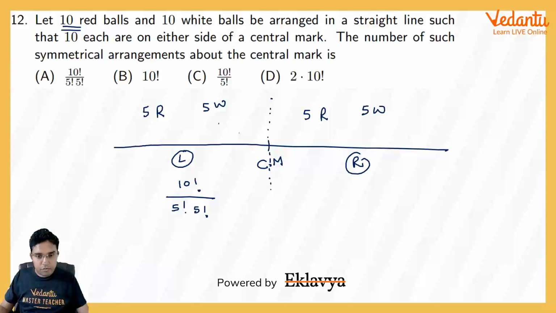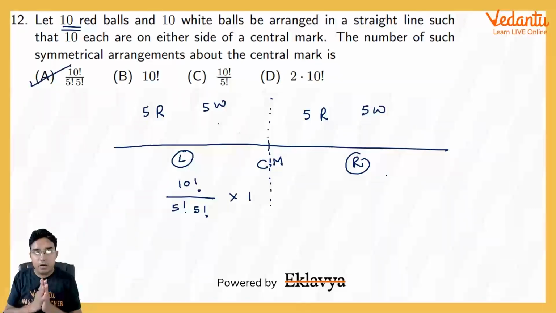Let me first solve it for these balls to be identical. So first you have made the arrangement on the left hand side. Right hand side arrangement will be automatically done because we have to make this arrangement symmetrical. So multiplied by 1, my answer will be A.